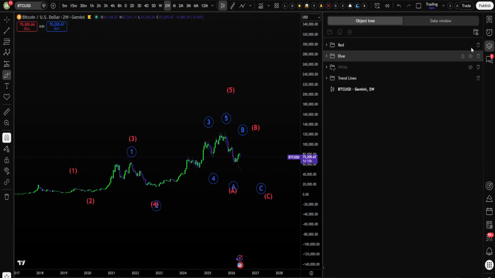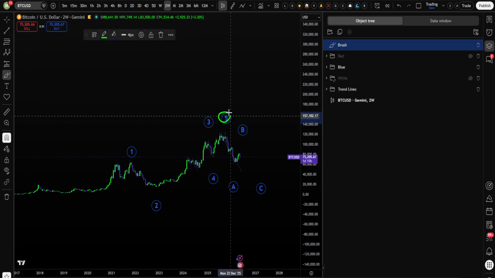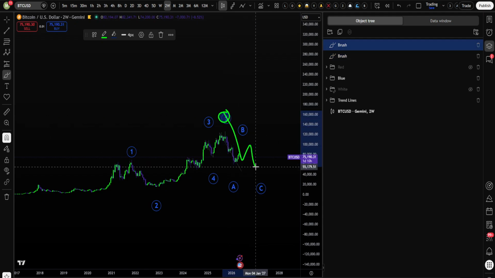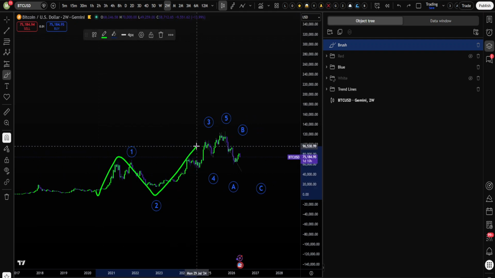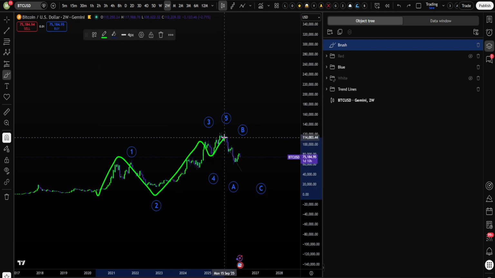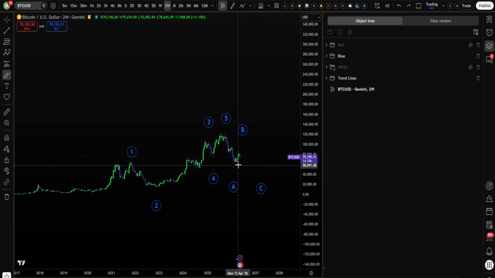So let's move on to the blue, because the blue is telling us exactly the same thing. By the way, if you guys don't understand Elliott wave, all you got to know is that it finishes on 5 and corrects with an A, B, C. That's pretty much all we're discussing here. That's what I wanted to show you. So we have 1, 2, 3 on another count, 4, 5, and the second count gives us A, B, C to the downside, right? Same thing.